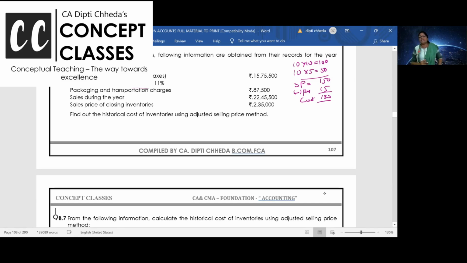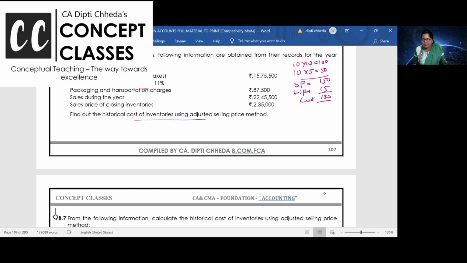If they say credit of GST will be available, then you don't add it. I'll make you write all this. Don't worry. Packing and transportation and sales during the year, and sales price of closing stock. Closing stock is given, but it's selling price. Can you get the cost of the closing stock by the historical method? Yes, right? So this is how we will do. Whatever you buy, everything you sell.